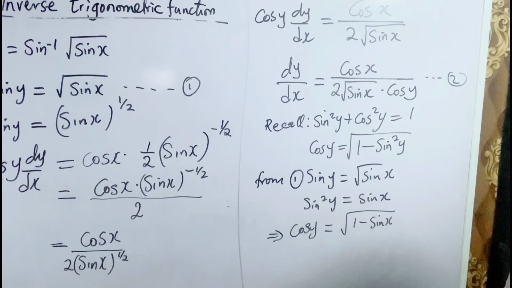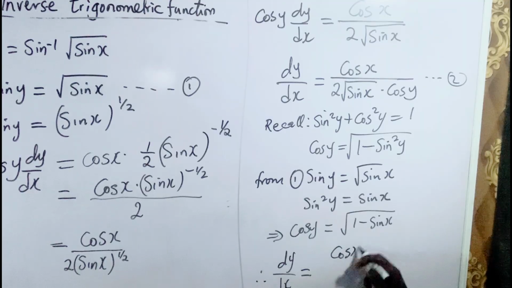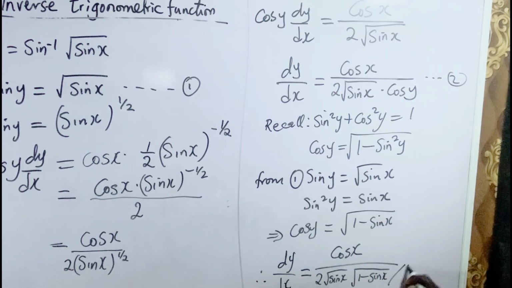Yes, I can. So it means that dy over dx is equal to cos x over 2 root sin x root 1 minus sin x.